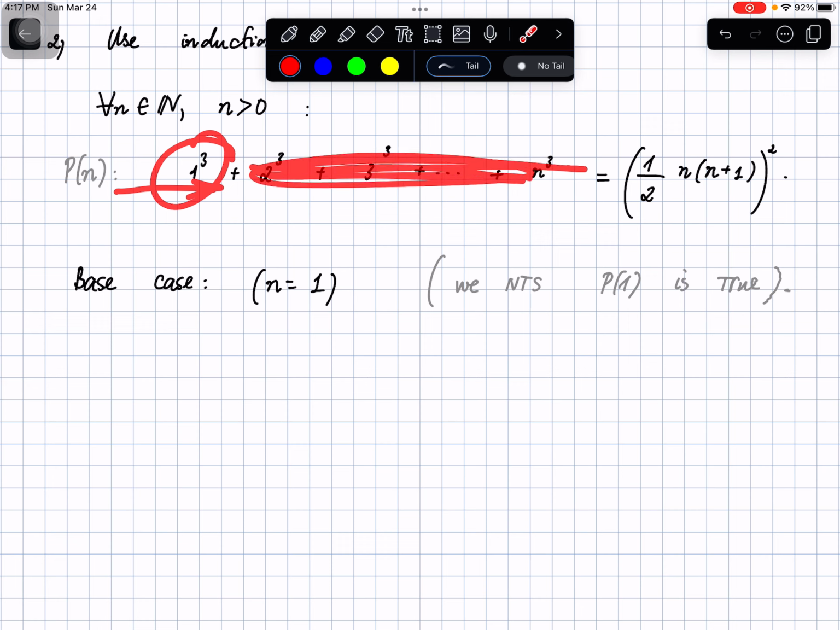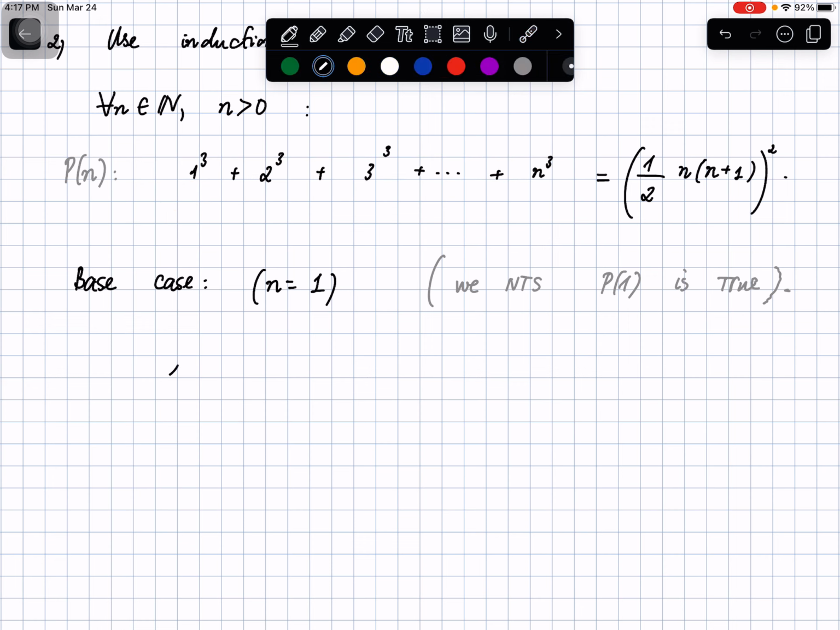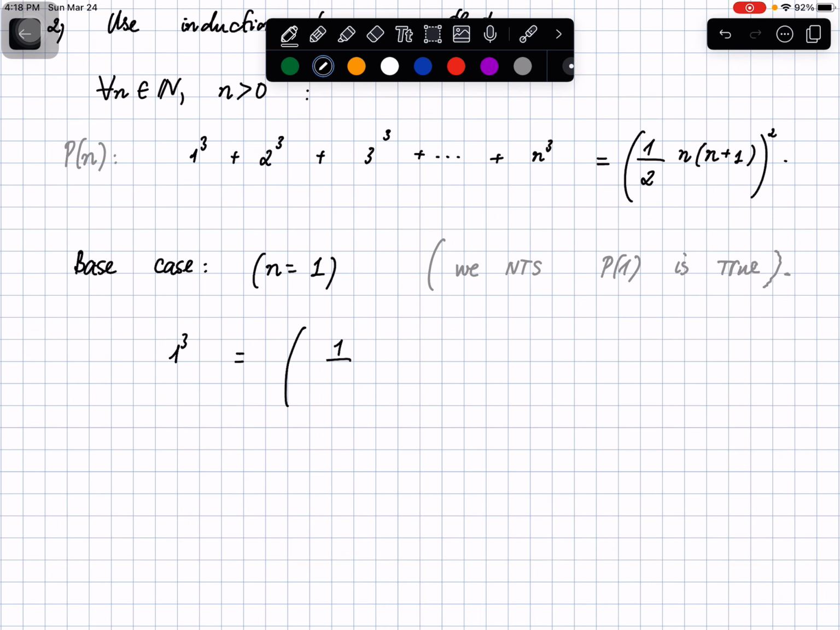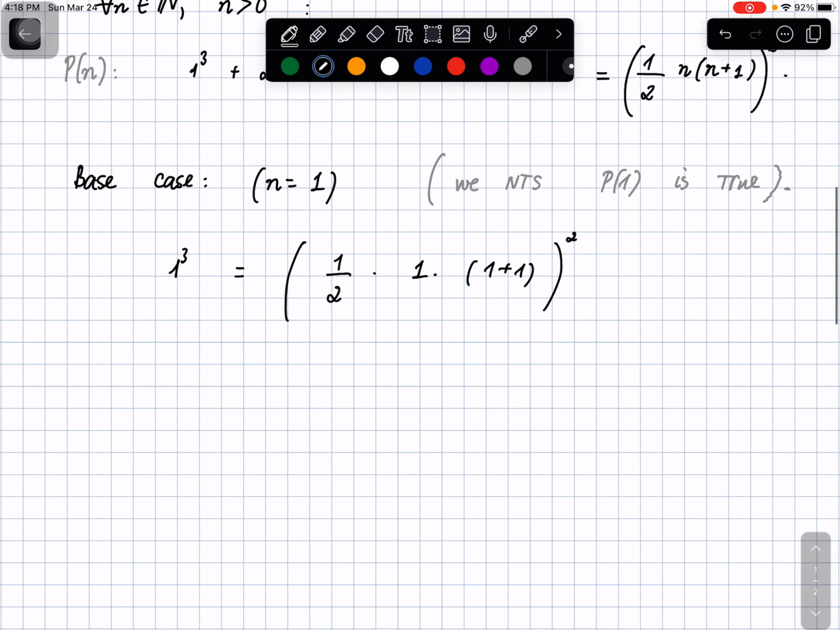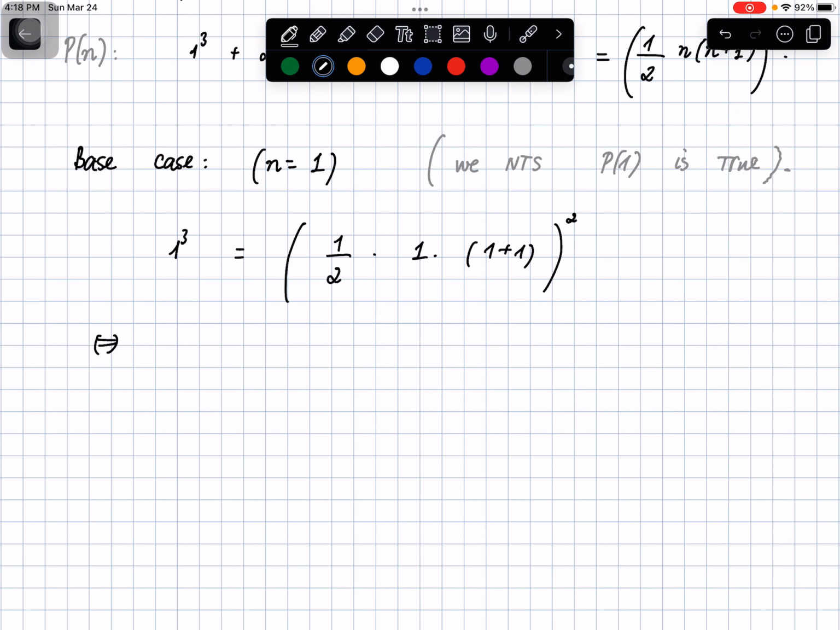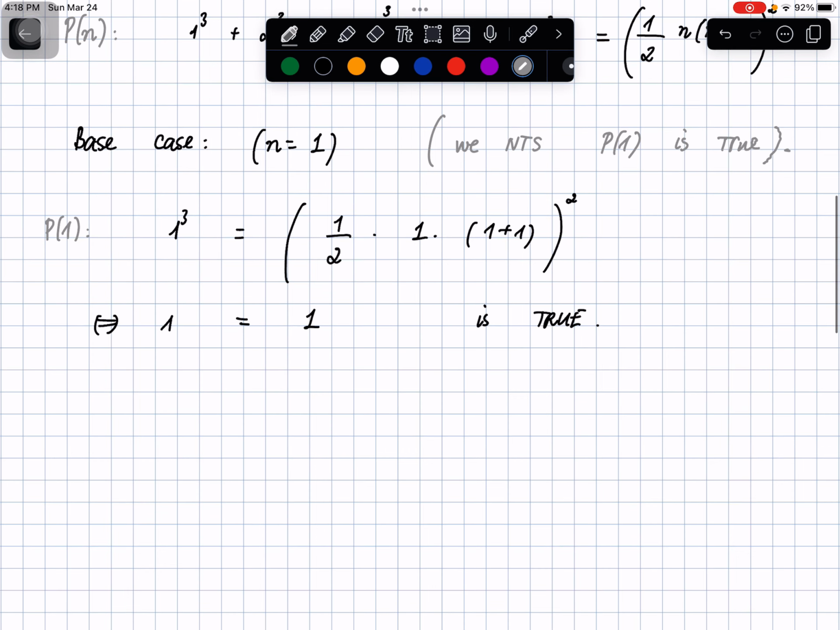Nothing, we don't have this. So n equal to 1. We have the left hand side is 1 cubed, and the right hand side is 1 over 2 times 1 plus 1, all squared. And this means that 1 equals 1, so this is true. And this is in fact p of 1 right here. So base case n equal to 1, p of 1 is true.